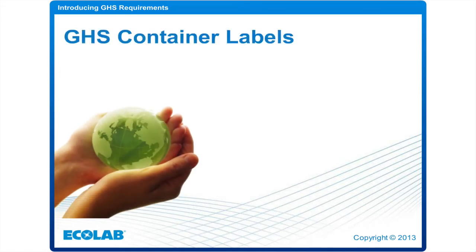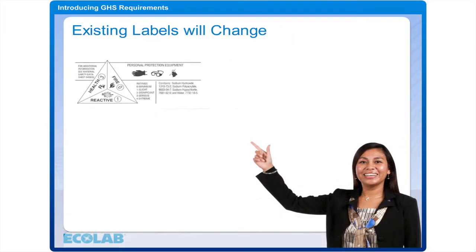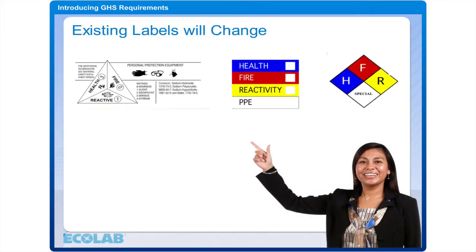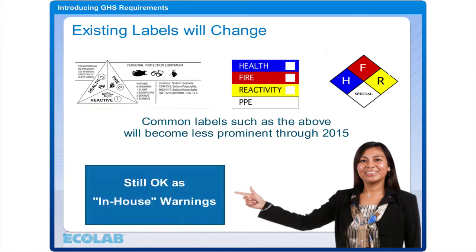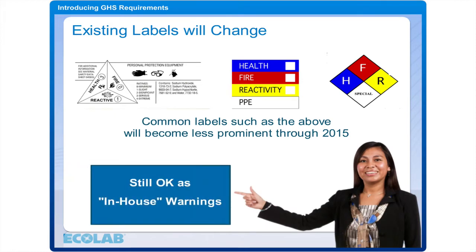GHS container label requirements will provide more robust information about the product's hazards. The labels that we are used to seeing, such as the NFPA or Diamond and the WHMIS plus others, will become less common through 2015 as GHS labeling takes over. Note, you may continue to see these labels. GHS allows facilities to continue using these as in-house warnings.